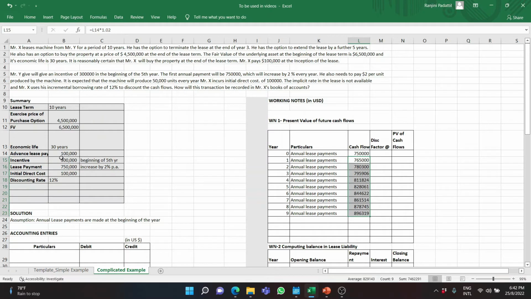There is an incentive that is given of 300,000 at the beginning of the 5th year, which means the end of the 4th year over here. If you're not very sure, you can just start counting. 1, 2, 3, 4, 5. This has to be subtracting the incentive of 3 years.